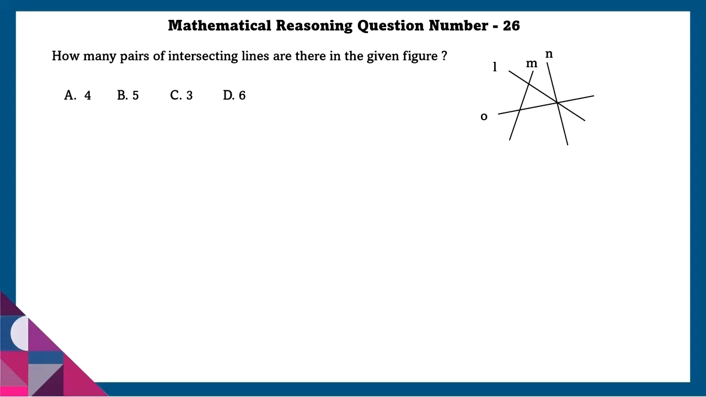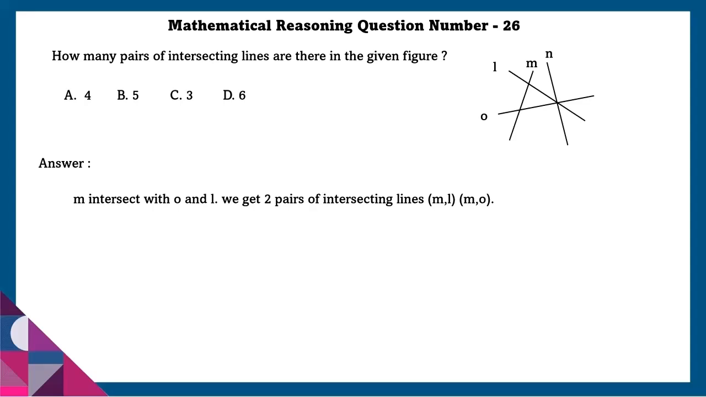Mathematical reasoning question number 26. How many pairs of intersecting lines are there in the given figure? M intersects with O and L. We get 2 pairs of intersecting lines, that is ML and MO.